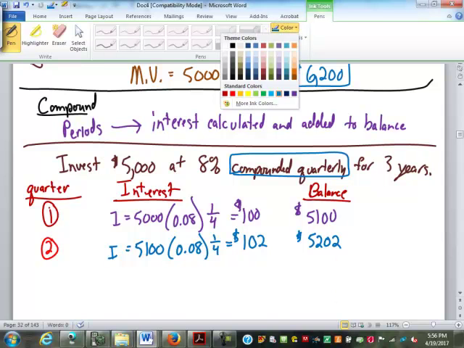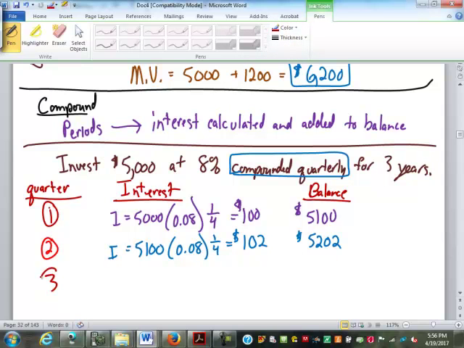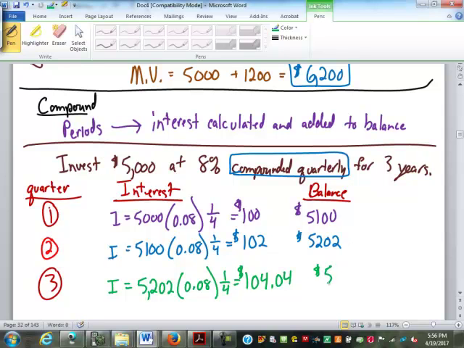So that means we will start quarter 3 with a balance of $5,202 times 0.08 times 1/4, which is going to give us an interest of $104.04. Correct? Yep. So that means our balance is now $5,306.04.